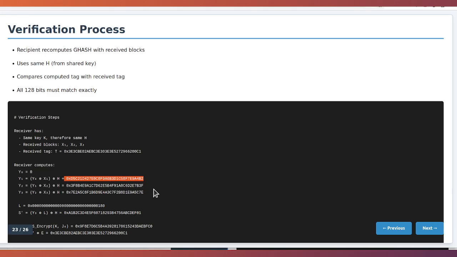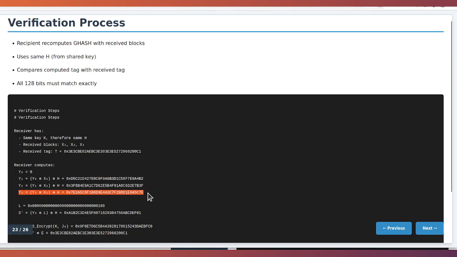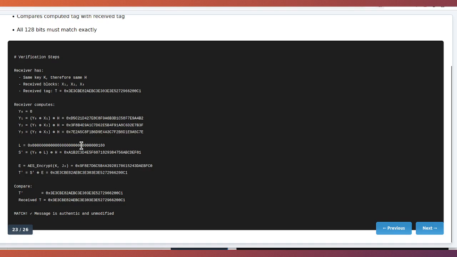Y2 equals the quantity Y1 XOR X2 times H, which equals, beginning with 3F and ending with BF. Y3 equals the quantity Y2 XOR X3 times H, which equals, beginning with 7E and ending with 7E. They compute the length block L, which equals, beginning with 00 and ending with 80, based on the received data sizes. S prime equals the quantity Y3 XOR L times H, which equals, beginning with A1 and ending with 01.